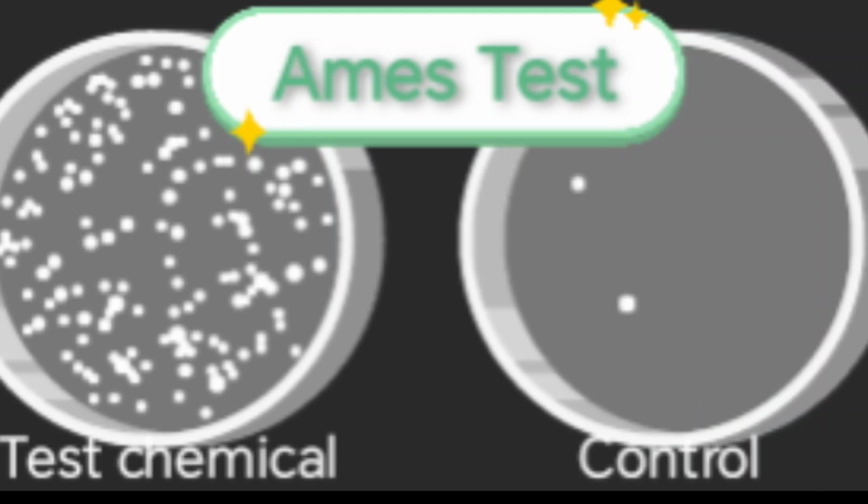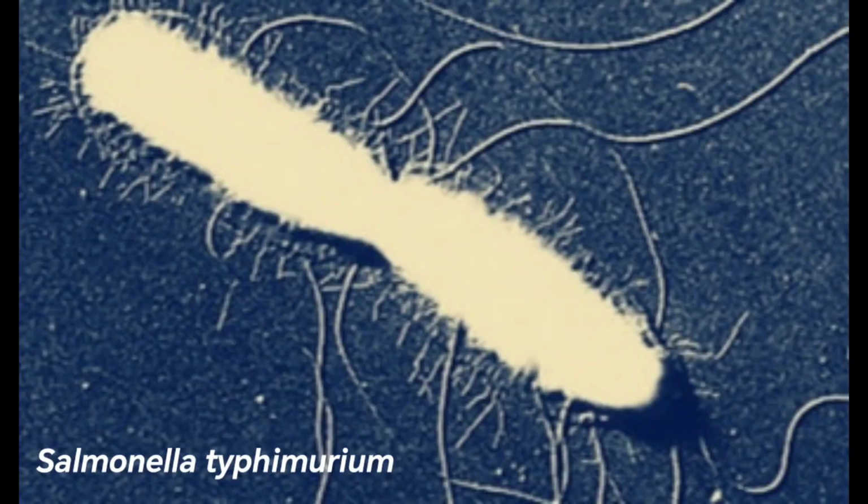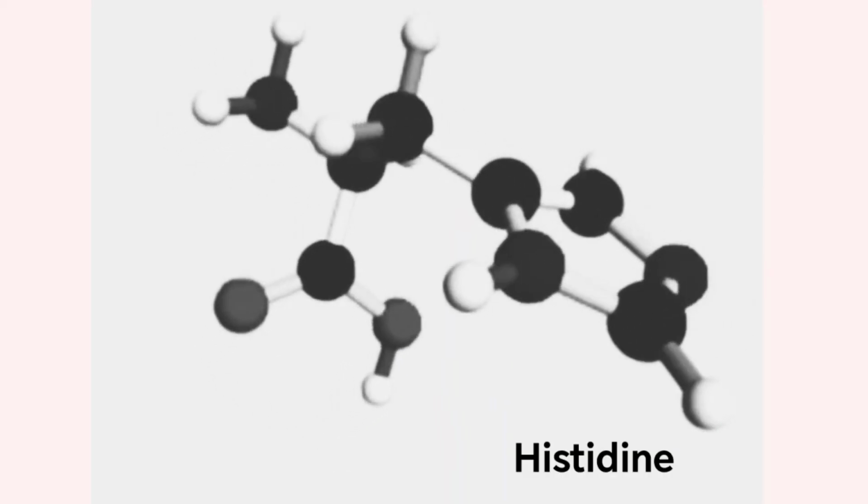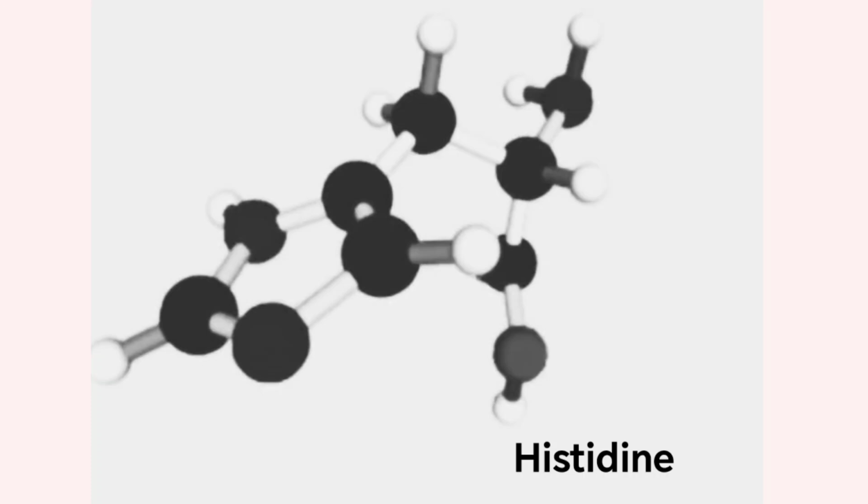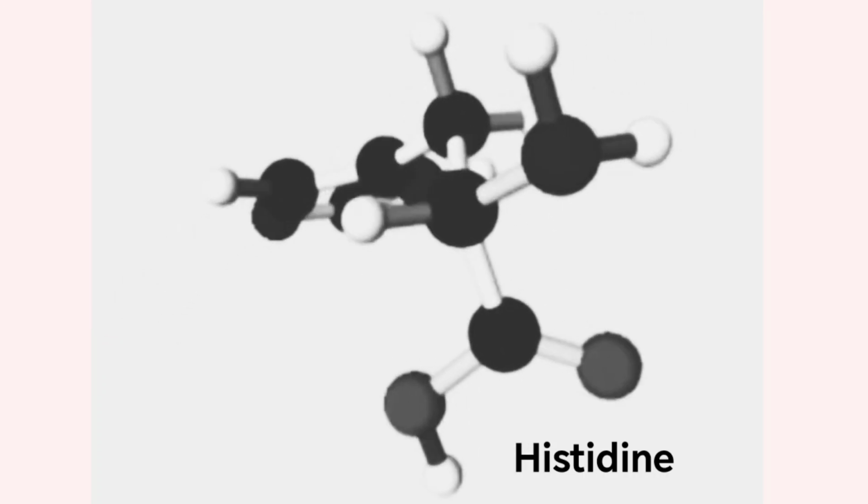Today, we are diving into one of the coolest, simplest, and most powerful tools in molecular toxicology, the Ames test. Meet Salmonella typhimurium. These bacteria have a mutation that stops them from making histidine, an essential amino acid. So, they can't grow unless we give them histidine.